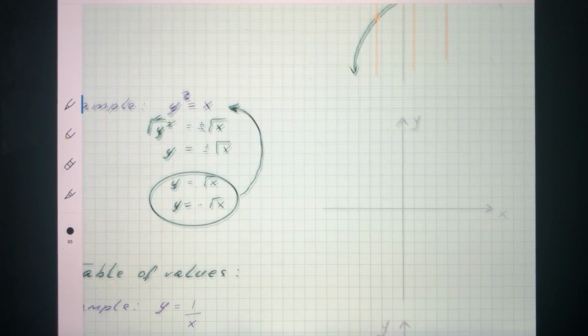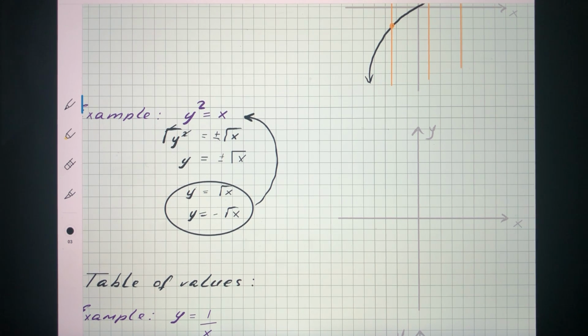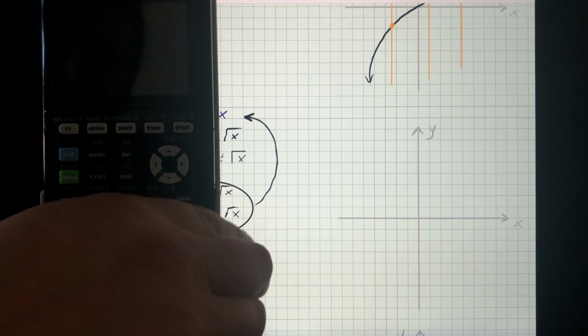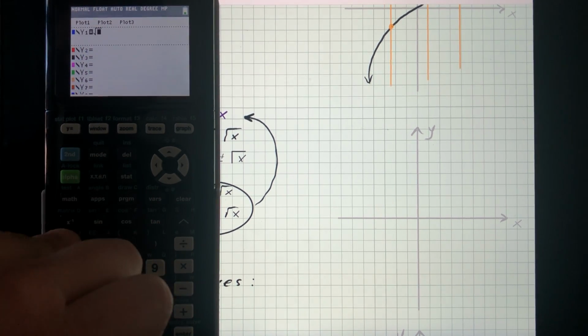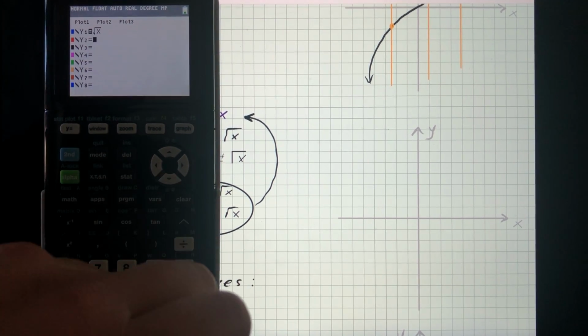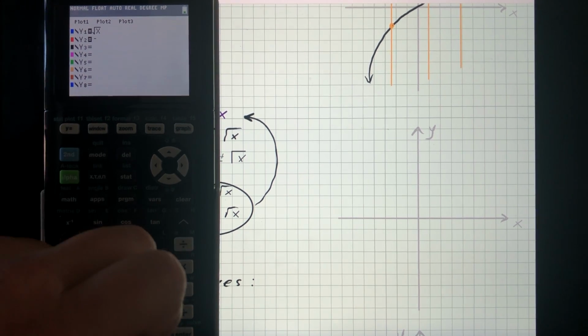So let's do that. Let's use the calculator and see what this new picture looks like. So here's the calculator. Let's type in the positive square root of x and then the negative square root of x.